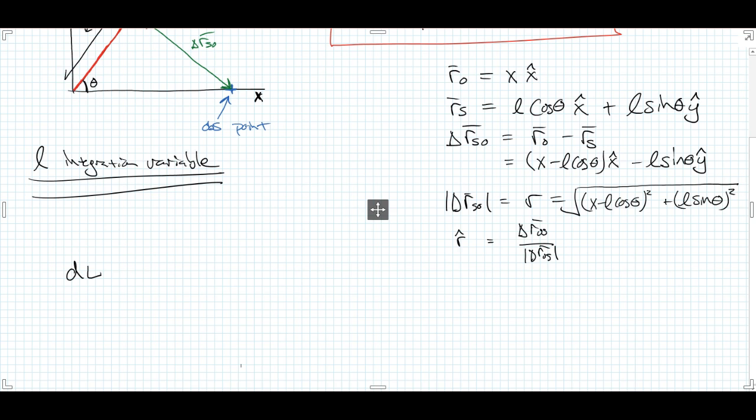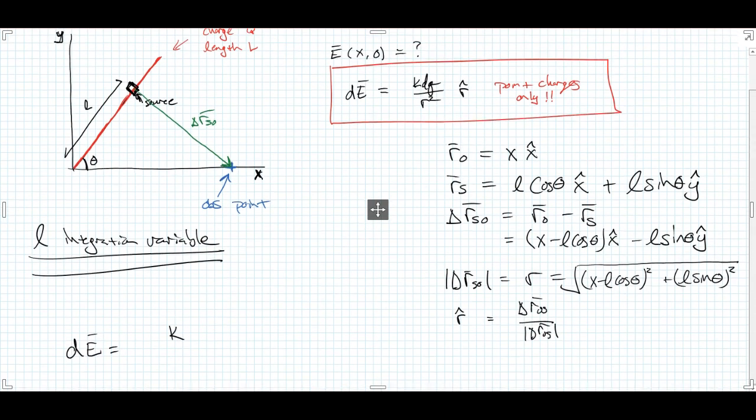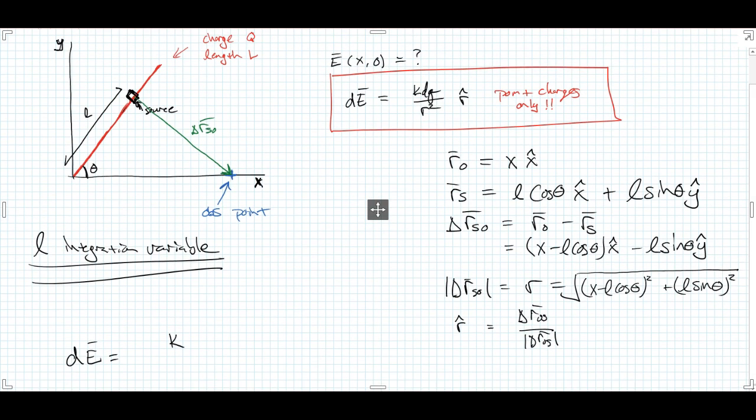The field due to just the piece that I have drawn is going to be Coulomb's constant times, I've got one more thing that I need to calculate, and that's dq. So I need to figure out how much charge is in that piece that I'm looking at, but that has to be written in terms of this integration variable. So I need to write this dq term, which is right here, in terms of a dl.